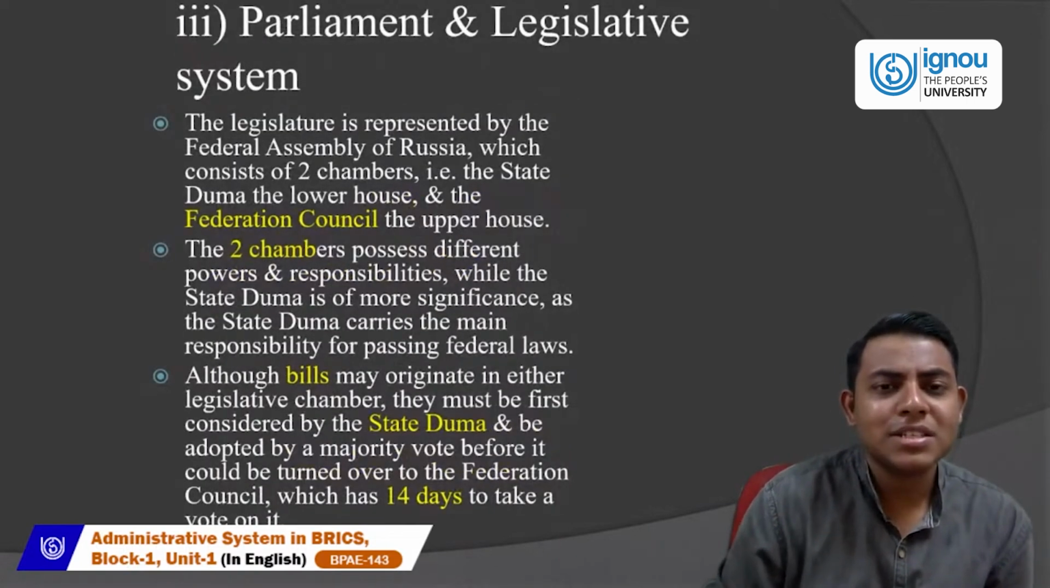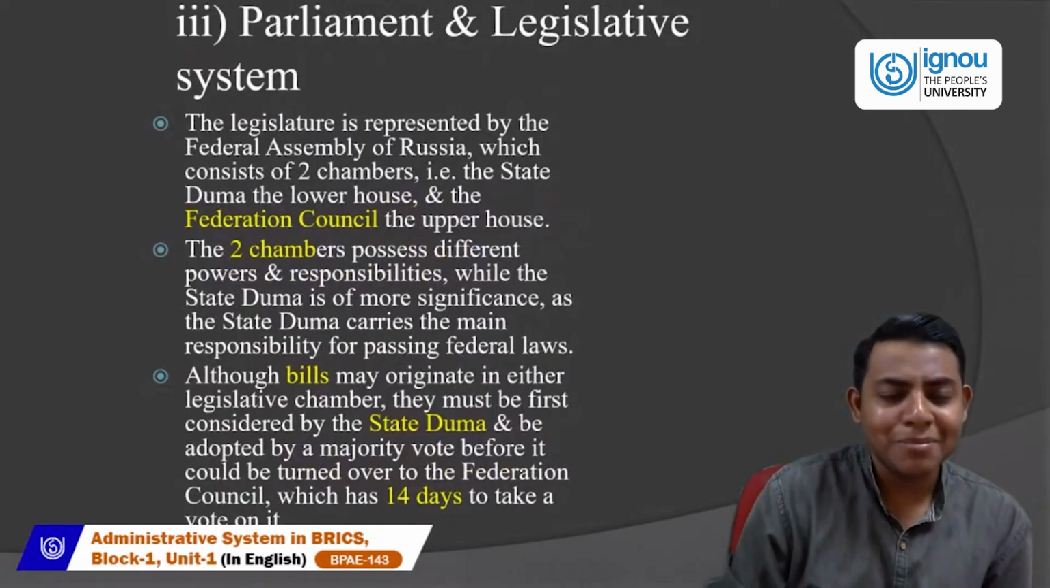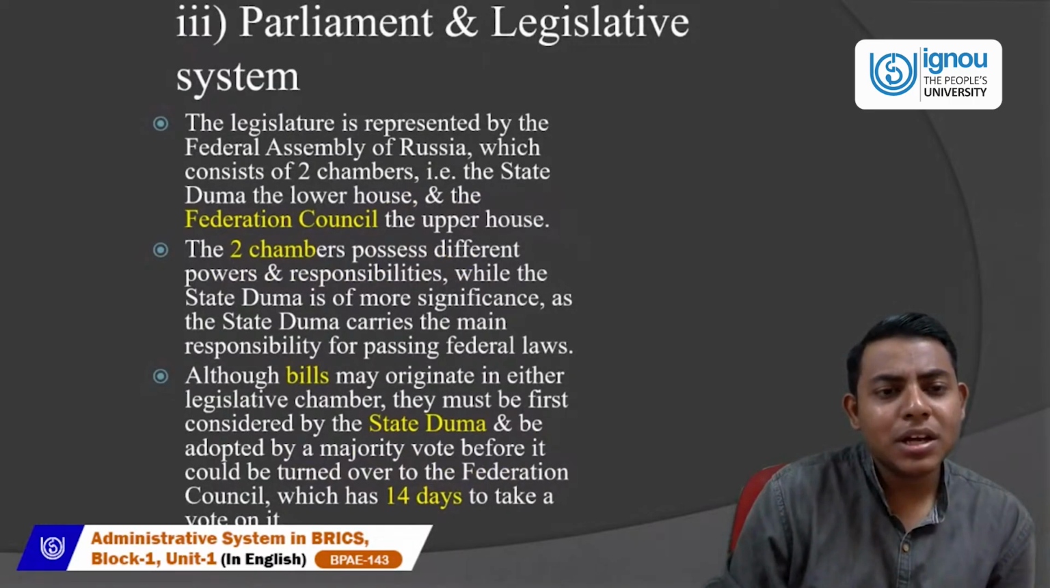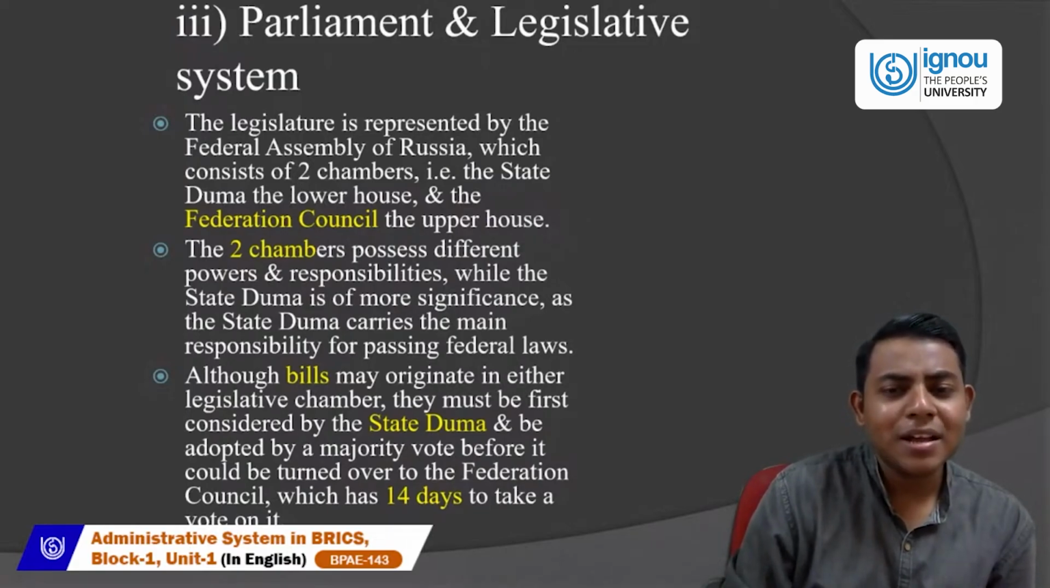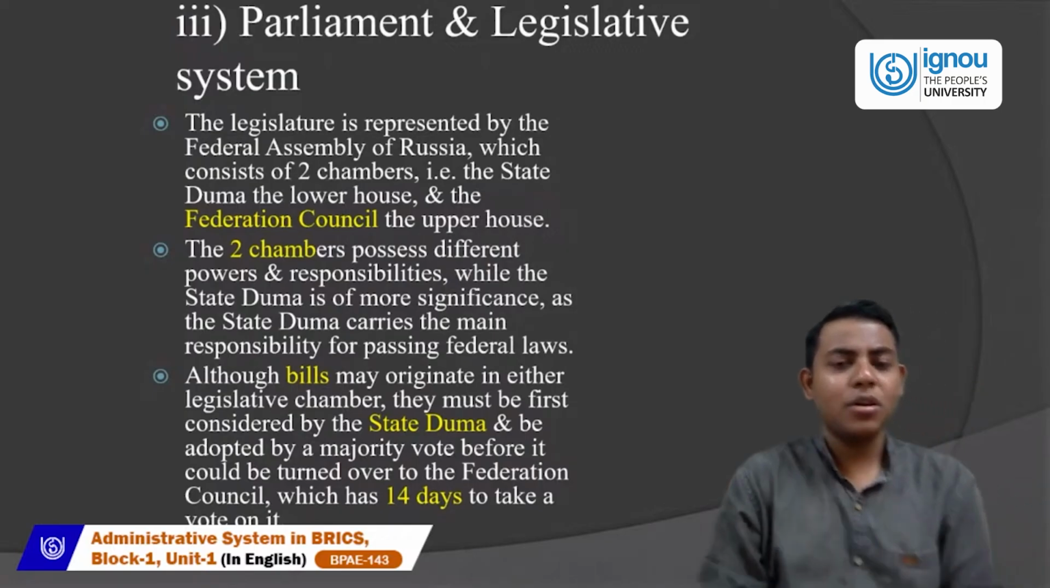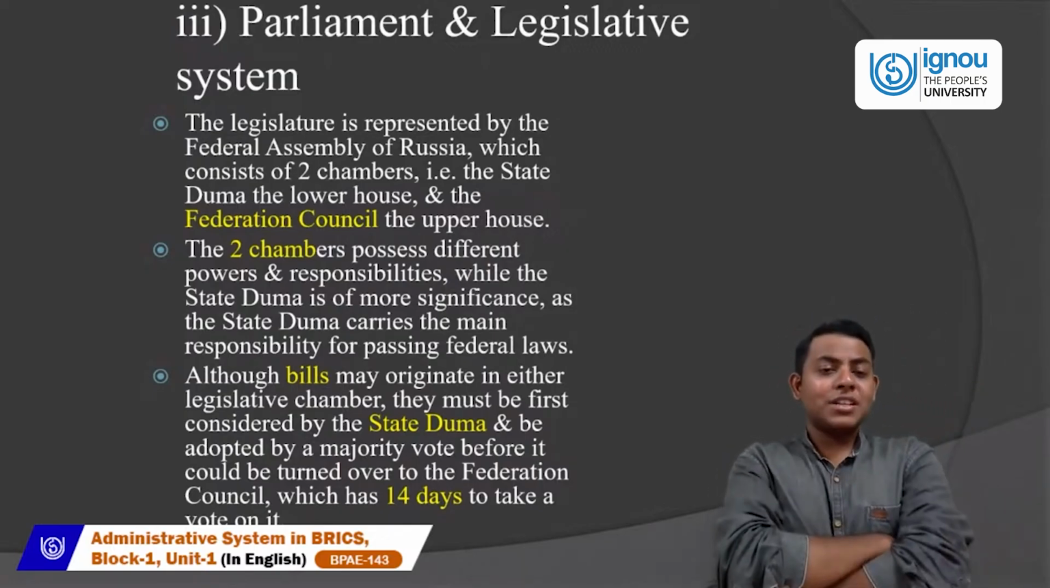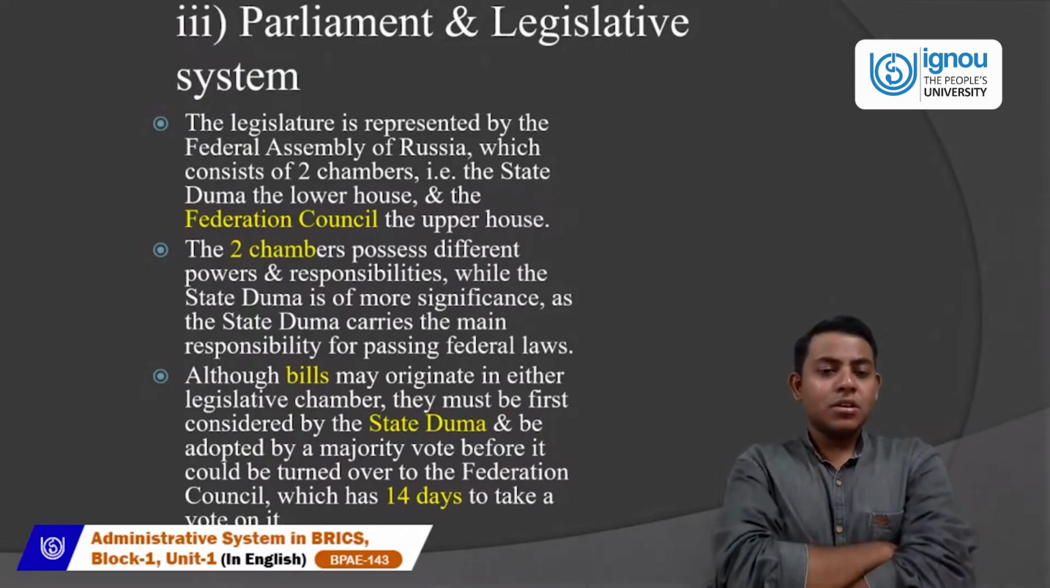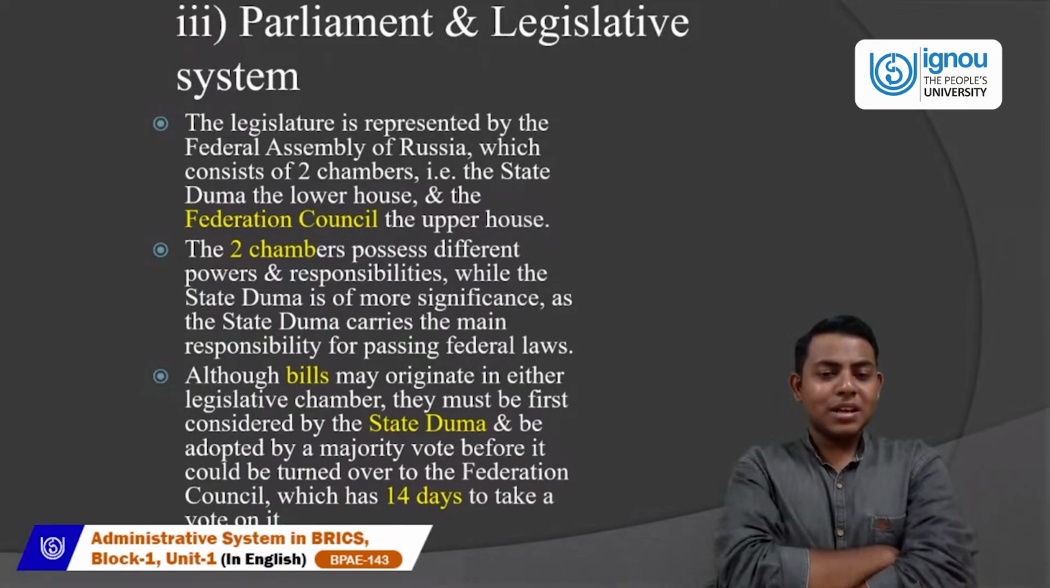Now let us discuss the parliament and legislative system in Russia. The legislature of Russia is represented by the Federal Assembly of Russia, which consists of 2 chambers, that is the State Duma, which is the lower house, and the Federation Council, the upper house. The 2 chambers possess different powers and responsibilities.